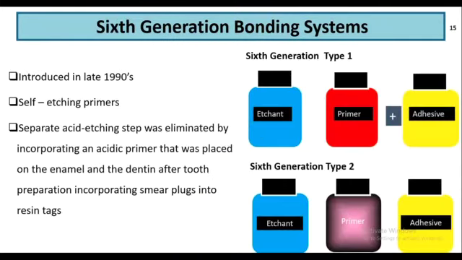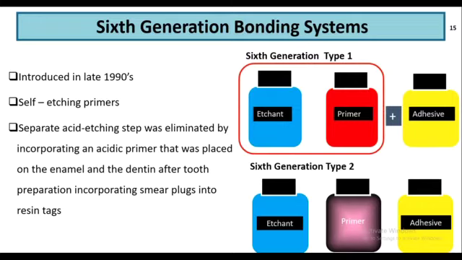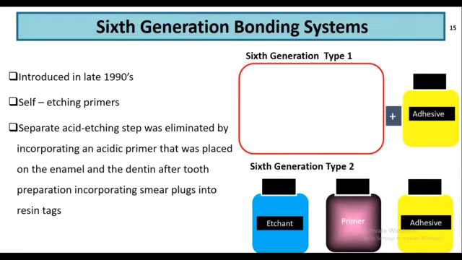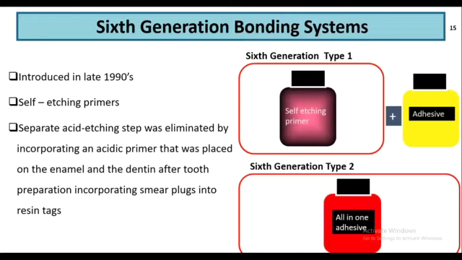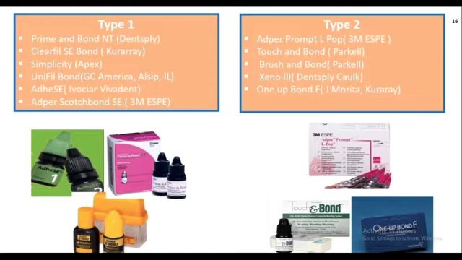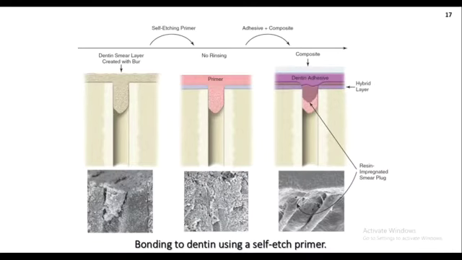Whenever we talk about the sixth generation, it was introduced in the late 1990s as well, in which you have the self-etching primers. That means the etchant and primer are joined together, whereas the adhesive is separate. The sixth generation had two different types, in which you have all in one bottle. The type 1 has an example of Prime and Bond NT. The type 2 has an example of Adper Prompt Touch Bond. Now this is an example of the sixth generation.